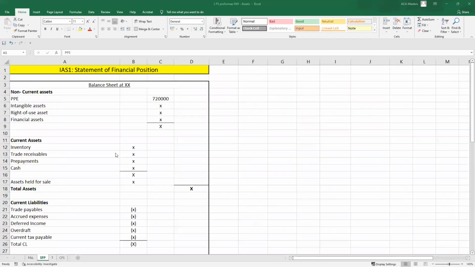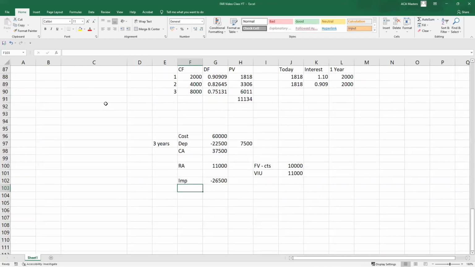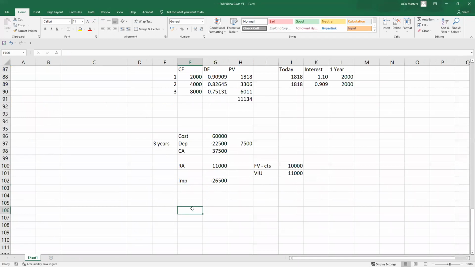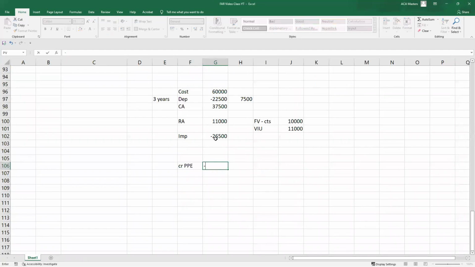So you can see that your asset at the moment is at the 37.5k. We're going to reduce that asset down. So clearly we're crediting PPE to reduce the value of the asset. So we're going to have credit PPE. Again, we could do our journals here and copy them over, or you could type them out separately. So we're going to have credit PPE and debit.